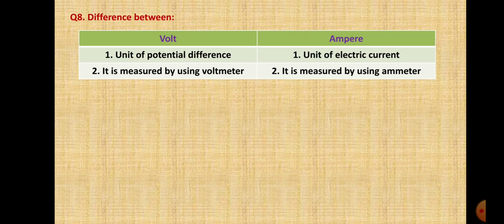Okay. Second point, volt is measured by using a voltmeter, because the voltmeter is the instrument which is used to measure the potential difference, and it is measured in volt. And ampere, just now I have told you, is measured by using an ammeter. So the ammeter is the electrical instrument which is used to measure the electric current in amperes. Okay, copy down students, copy down the points.